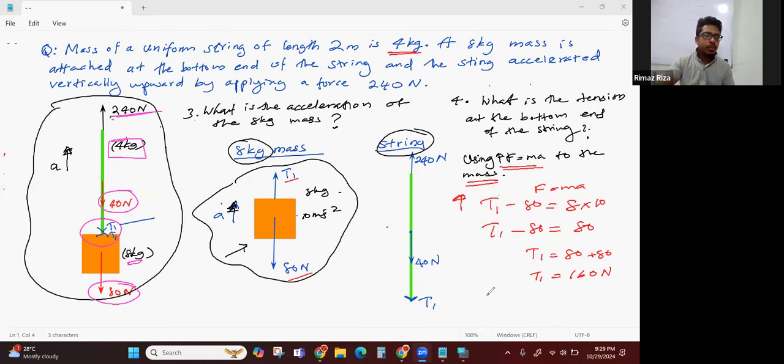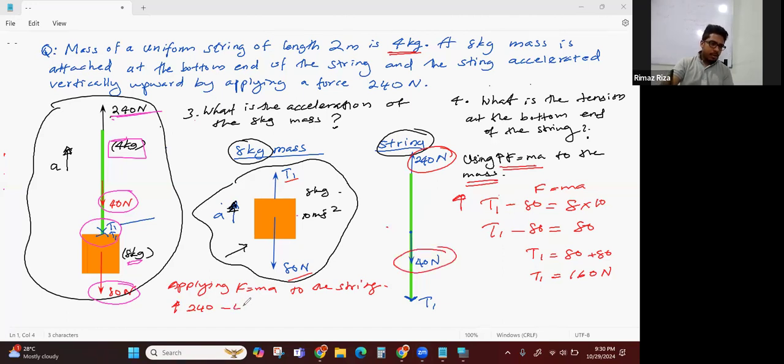Now I told you I will do this question by considering the 8 kilogram mass and also the string. So now I do this considering the string. So we write, applying Newton's second law F equals ma to the string. Here again I consider the vertically upward direction. So in vertical upward we have this 240 Newton, and then downward minus 40 is there, and then downward the tension by the box is pulling the string downward, minus T1.